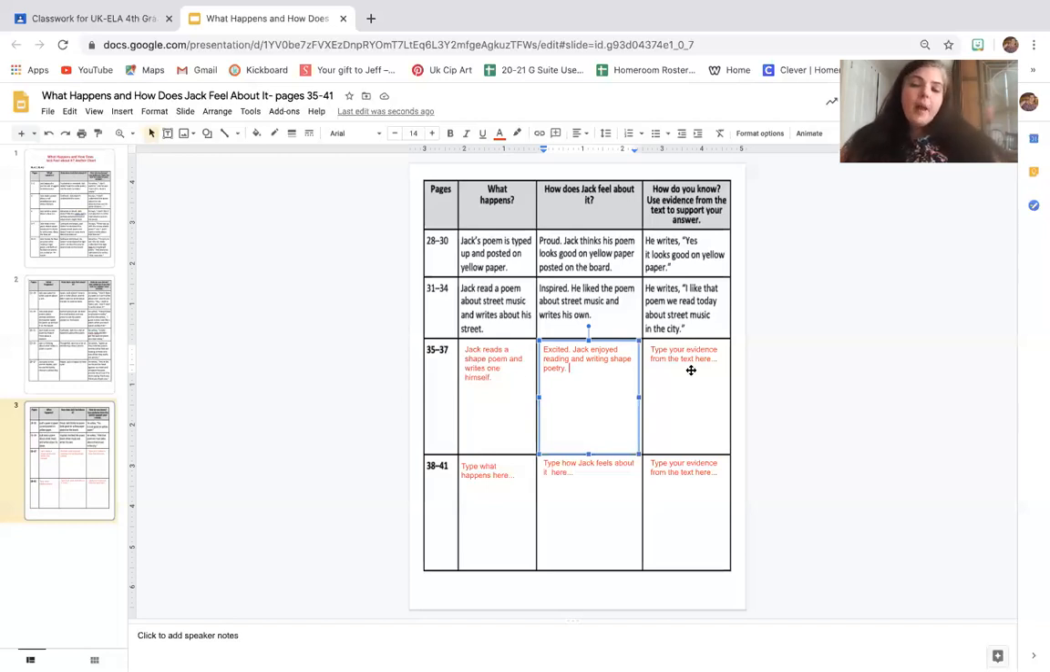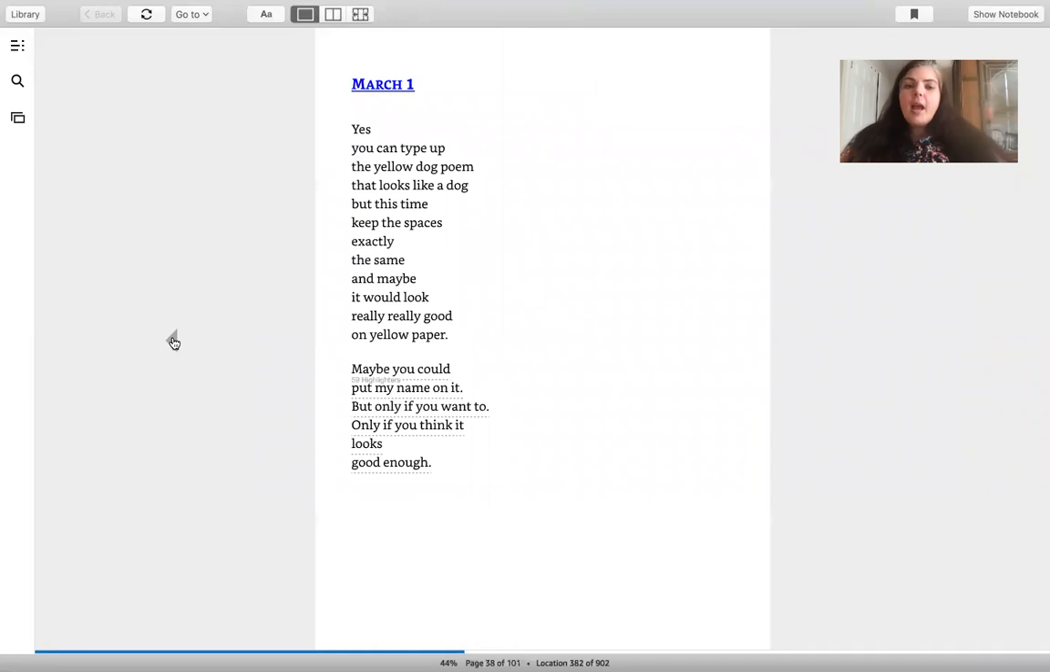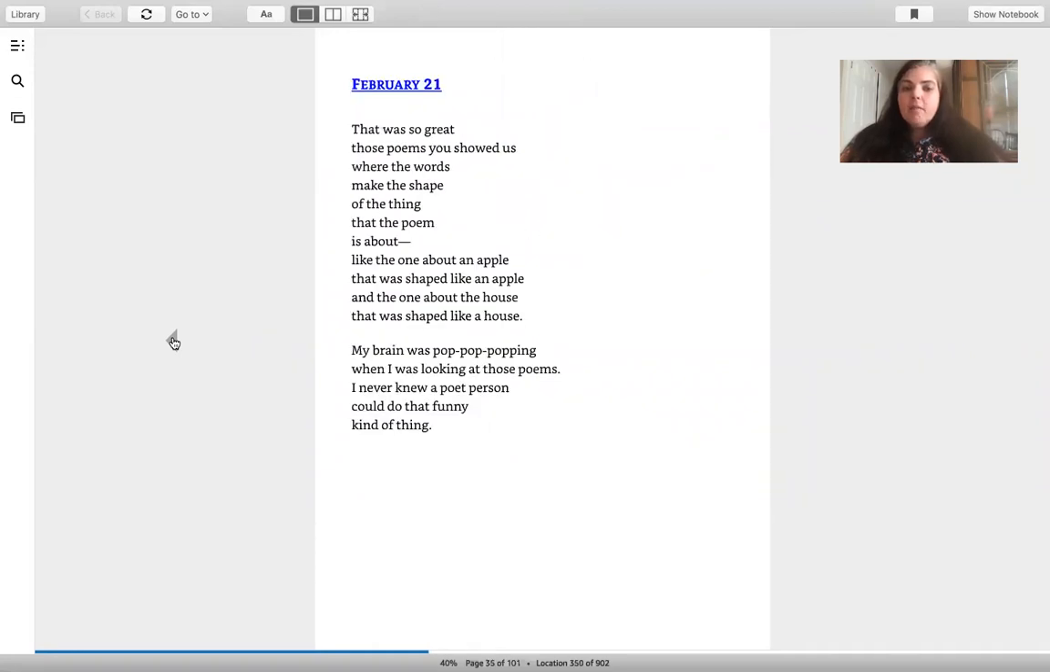Now, I need to go back and find my evidence. Remember, we always have to have evidence. Now, if I said that Jack was sad here, I would have to prove that Jack is sad. Okay? I cannot prove that. I can't do it. If you go back and look at our pages, we cannot prove that Jack is sad because he says, that was so great. Someone who's sad is not going to say that something is great.